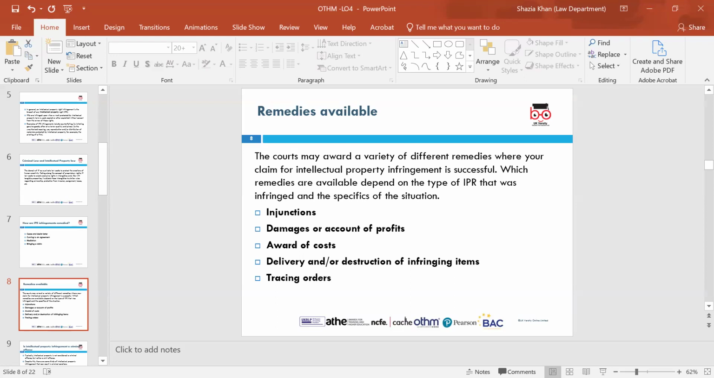And then we've got tracing orders. Here the courts may also make tracing orders, which order the infringing party to provide information on where they acquired the infringing items. This is generally used where the infringing party did not create the infringing items themselves. Failure to comply with a tracing order can amount to contempt of court, which can result in fines or up to 2 years' imprisonment. So as you can see, it's not something you can get away with.